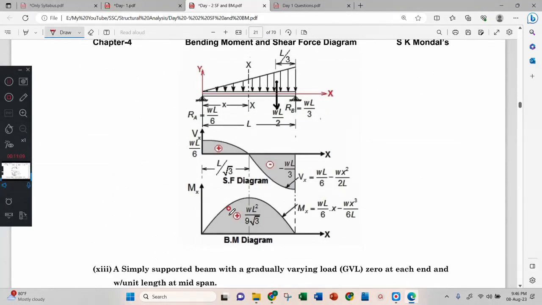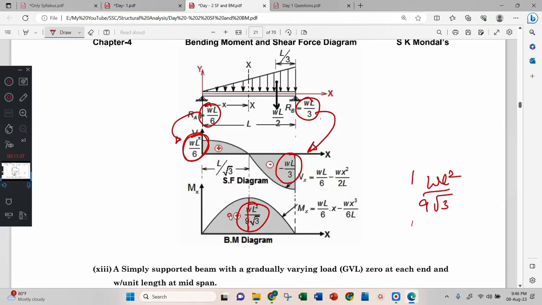In SSC also it is asked many times: what is the shear force value at the support? Shear force value at the support is WL by 6, WL by 3, WL by 6, WL by 3. That will come here and that will come here. Right? Maximum bending moment in this case is WL square by 9 root 3. Always remember this.